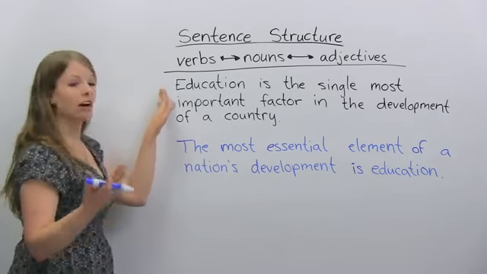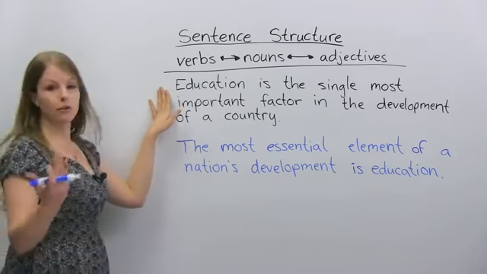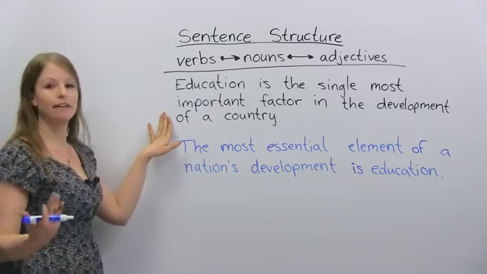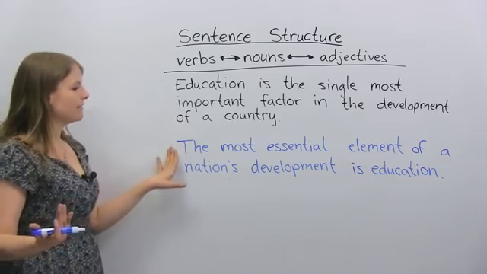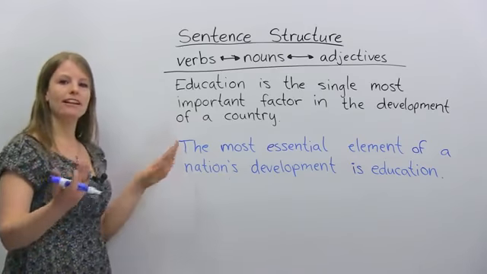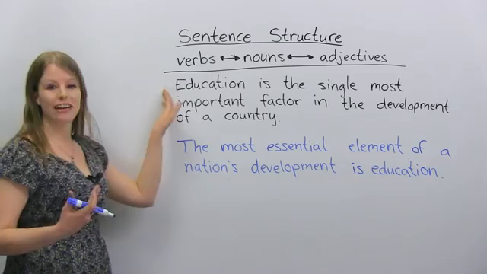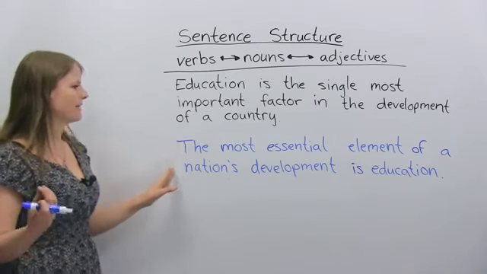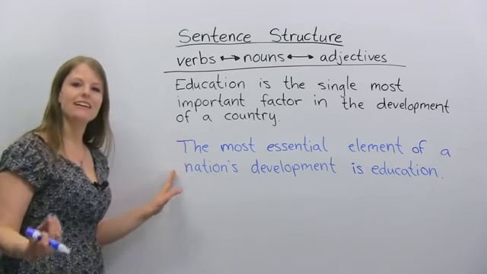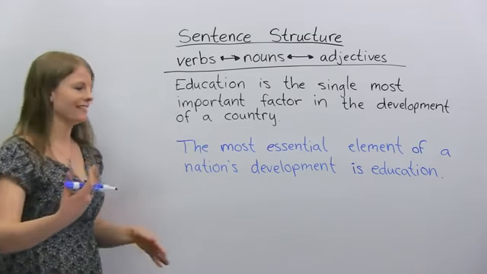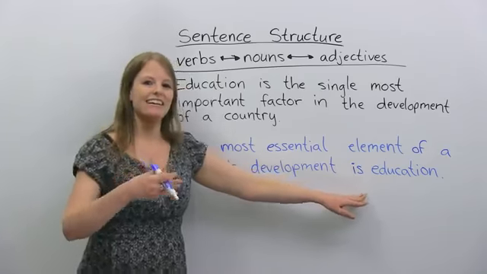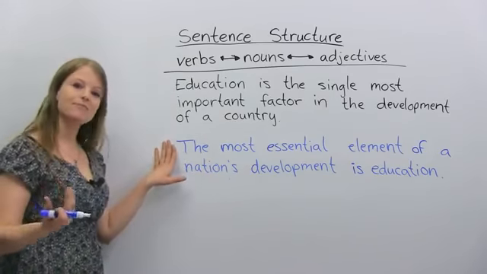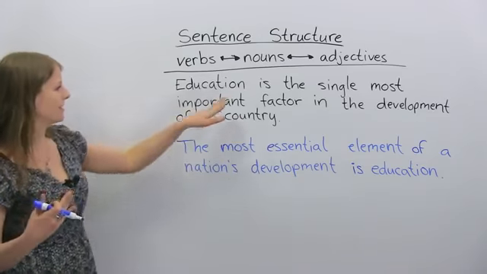So for example, in our original sentence, the question was, education is the single most important factor in the development of a country. So I've now changed some of the wording as well as the order. Okay, so here education is at the beginning. In my sentence, the most essential element of a nation's development is education. I've changed the order of the sentence. So now education is at the end instead of at the beginning. I've also started out with the most essential as my beginning, whereas here it was in the middle.